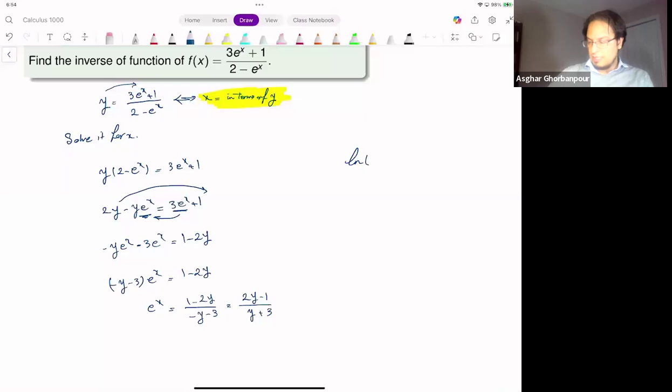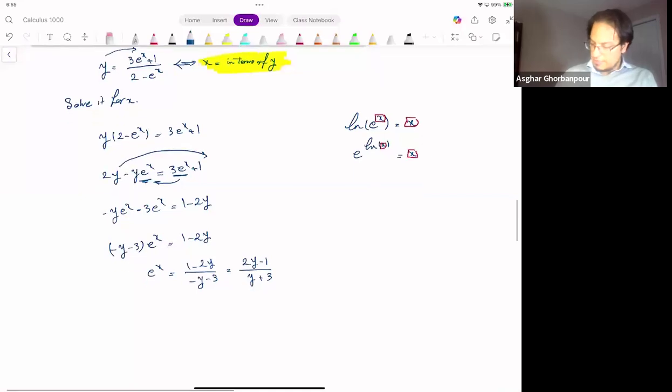Because ln and e to the power x are inverses of each other. In other words, if you have e to the power ln of x, that will be x. If you have ln of e to the power x, that will be just x itself. So this is in general, whatever expression is there, you can do that.